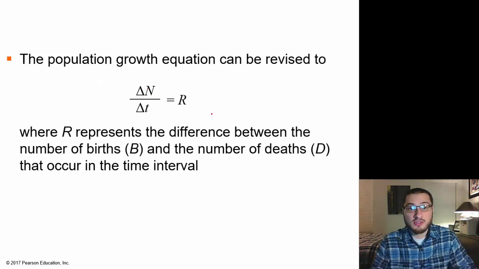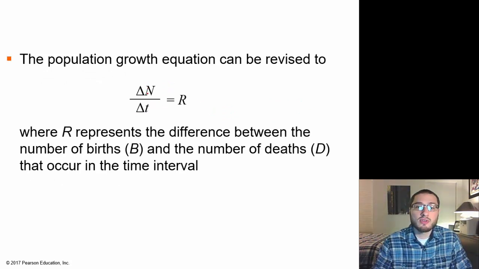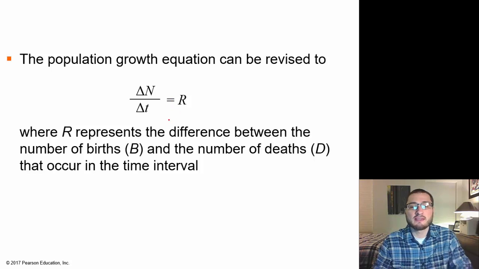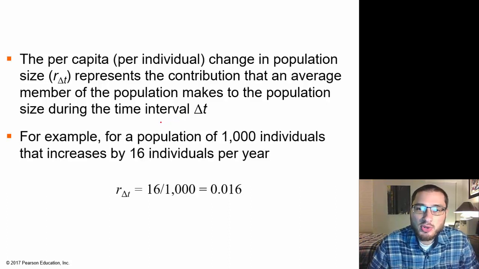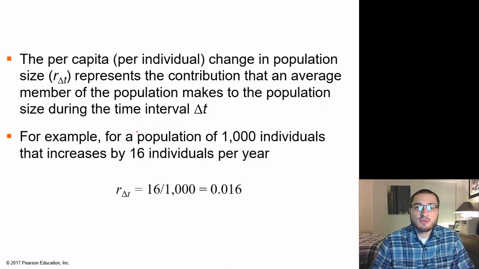So the population growth equation is often revised to look more like this, where we see that the change in the population over the change in time is equal to the difference between B and D, which is our R. And the per capita or per individual change in population size, which is our r delta t, represents the contribution that an average member of the population makes to the population size during the specific time interval we're talking about.